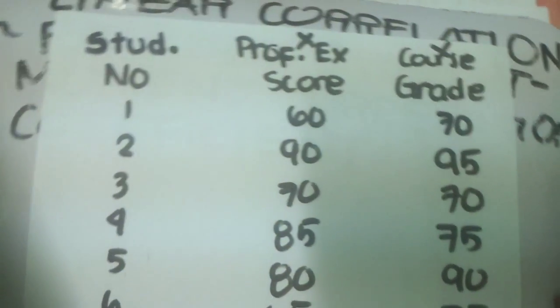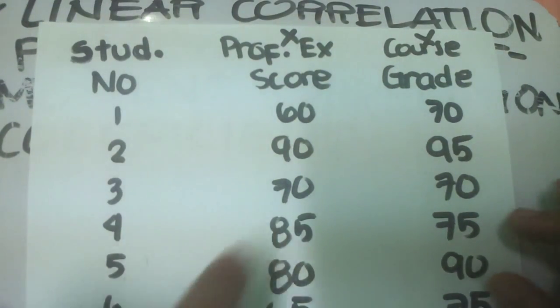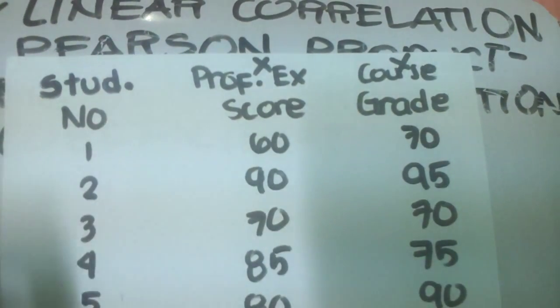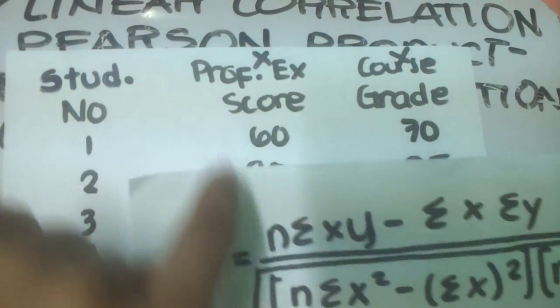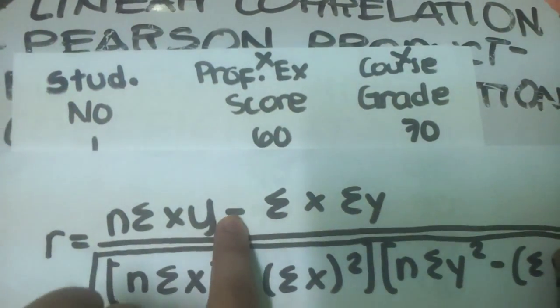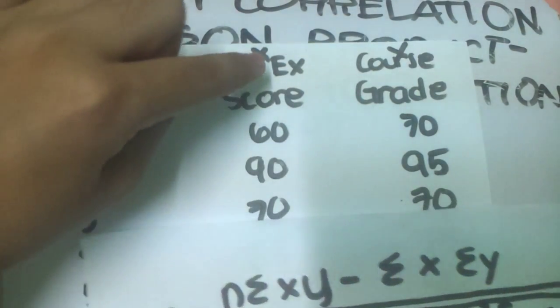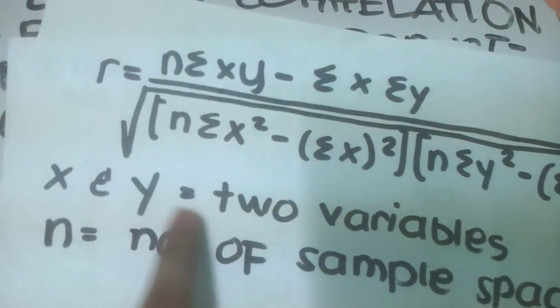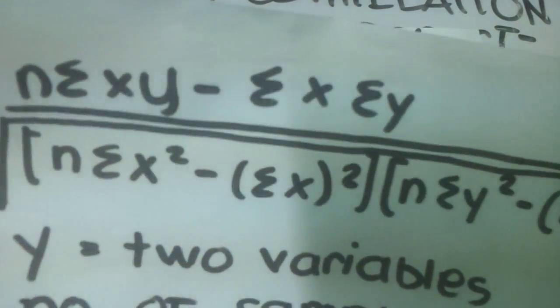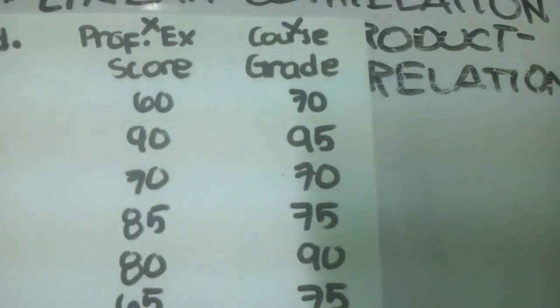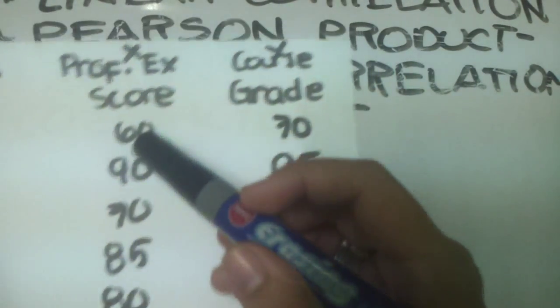And we're not yet finished. We need to find the product of X and Y, so we can just substitute it here. We need to find the summation of XY, the product of these two variables, and we need to get the summation of X, summation of Y, and we need to find the square of X and the square of Y and the summation of it. So first, we need to find X and Y and the summation of it.